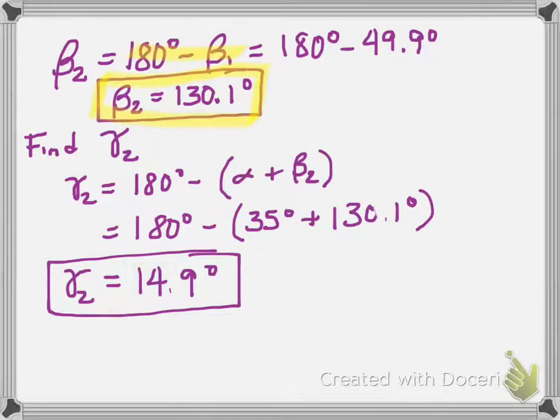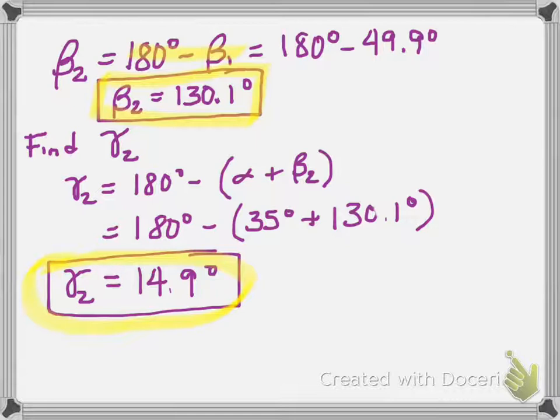So now I'm going to use my beta 1 to get my beta 2 to get my gamma 2. Again, gamma 2 is 180 minus the sum of alpha plus beta 2. Here I show my math again, which I've done previously. And once I get it, I get gamma 2 is equal to 14.9 degrees.